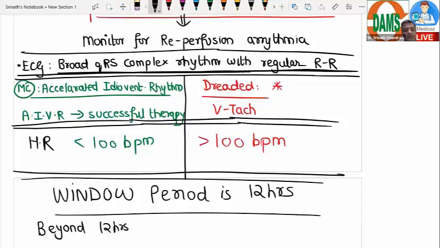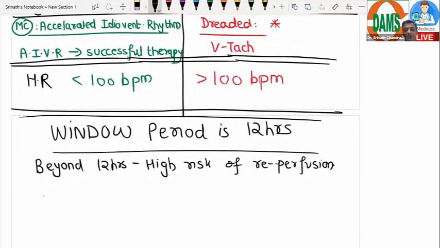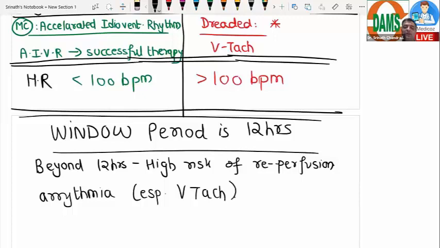Beyond 12 hours, there is a high risk of reperfusion arrhythmias, especially ventricular tachycardia. That is why we don't prefer to do thrombolysis or PCI after the 12-hour window period.